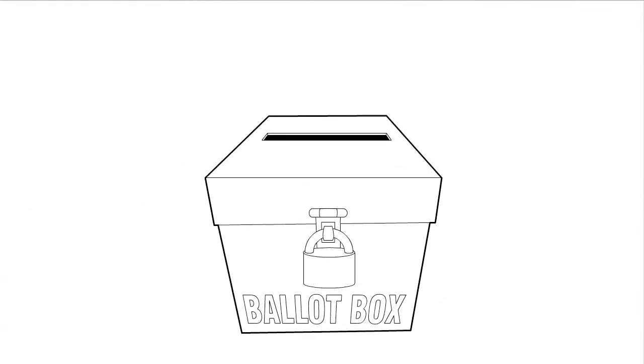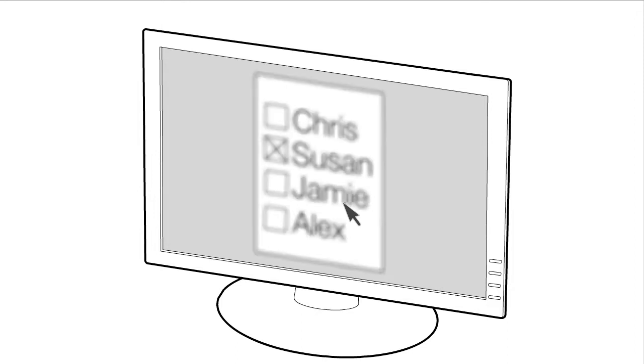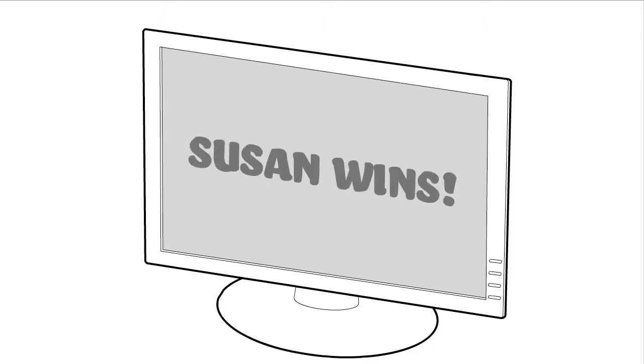As populations have grown and as other government paper processes have been automated with computers, electronic voting has been created. You have chosen Susan. This has led to many improvements in elections. For example, computers can help people who cannot read to mark the ballot. Votes collected with computers can be counted electronically. Susan wins. However, this has created new risks.